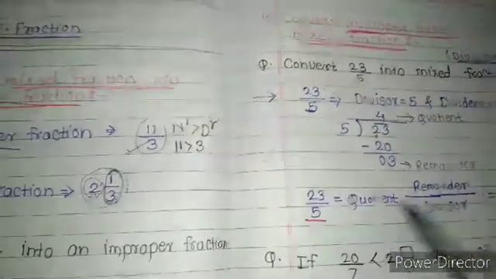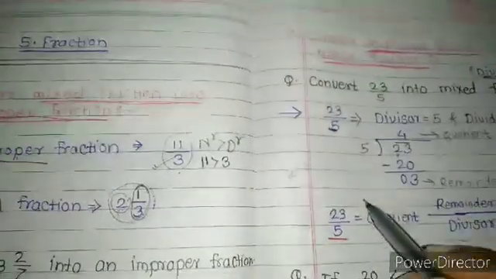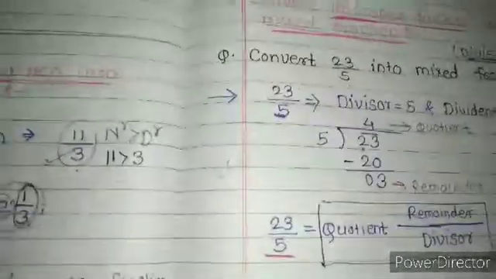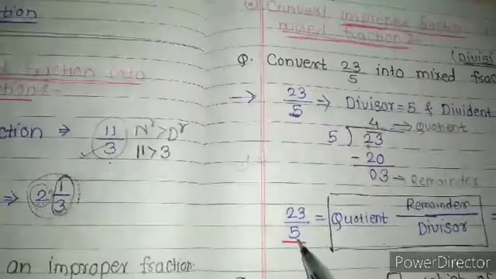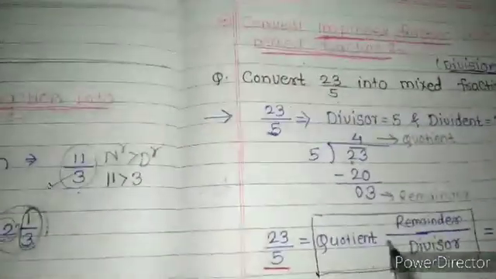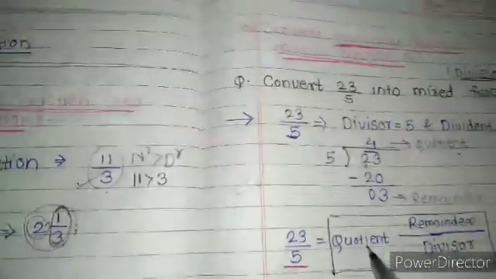So when we are converting an improper fraction into a mixed fraction, we have to follow this format to represent the improper fraction as a mixed fraction. So first I am writing here the improper fraction 23 upon 5. Now we have to make a mixed fraction with the help of this division. So for that, what do we have to do? One complete number we require in the mixed fraction.